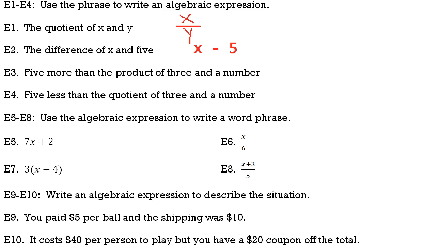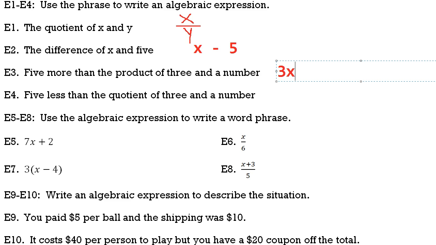Alright, 5 more than the product of 3 and a number. So now we're getting into a couple of different terms here. We're getting into taking a product and then adding 5 to that number. So that's where it's going to get really tricky here. So we start with the product of 3 and a number. Now that means you're going to take the number and multiply it by 3.